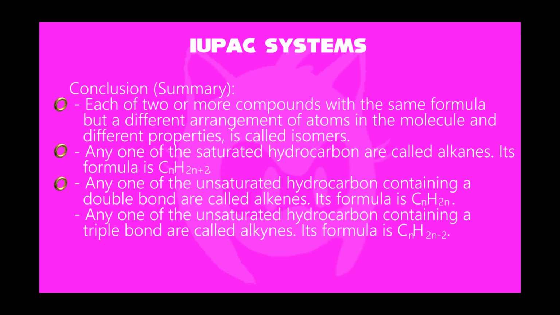Any of the series of unsaturated hydrocarbons containing a double bond are called alkenes. Its general formula is CnH2n. And any of the series of unsaturated hydrocarbons containing a triple bond are called alkynes. Its general formula is CnH2n-2.